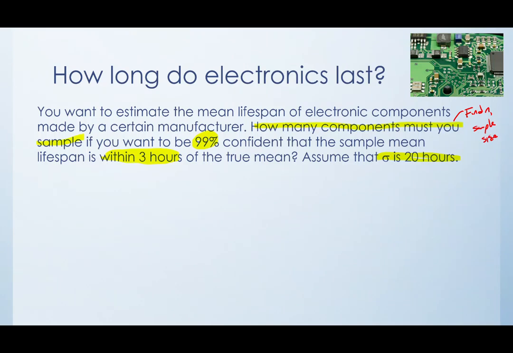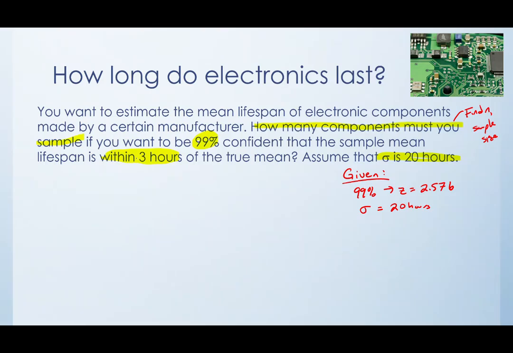We know, so given, we want 99% confidence. And we know what the standard deviation of the population is. It's 20 hours. So we know we're doing a z-score. So 99%, 2.576.